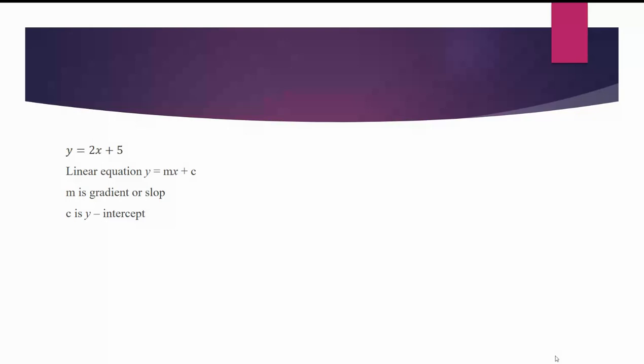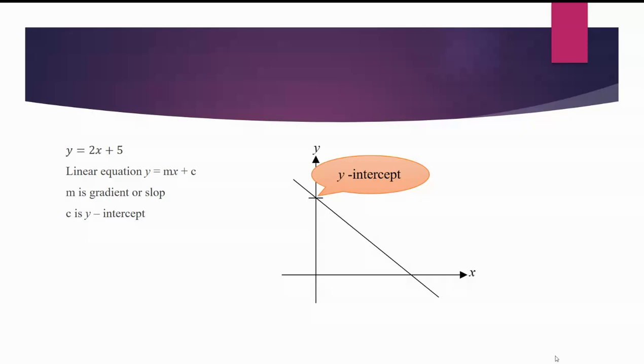And here we are using the gradient form, which is the most commonly used. For the gradient form, y is equivalent to mx plus c, where m we denote as the gradient or slope, and c is the y-intercept. What is the y-intercept? When the graph or the line intersects the y-axis, we denote that as the y-intercept. Similarly, when the line intersects the x-axis, we call that the x-intercept. So from here, what is the gradient for your equation? Your gradient is equal to 2 and your y-intercept is equivalent to 5.